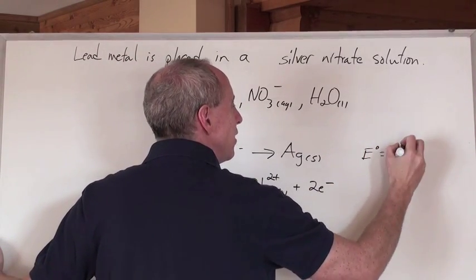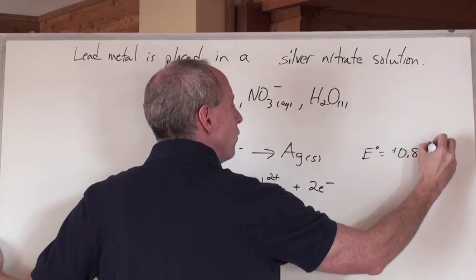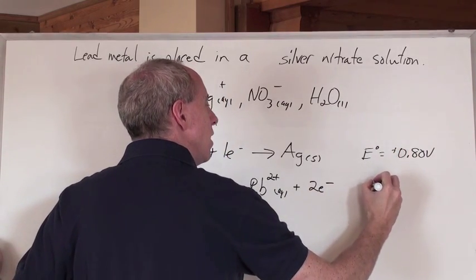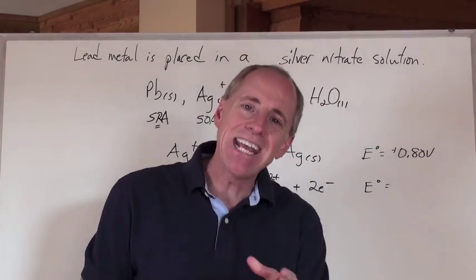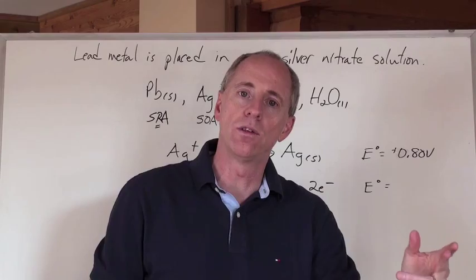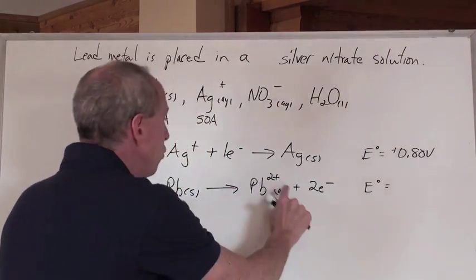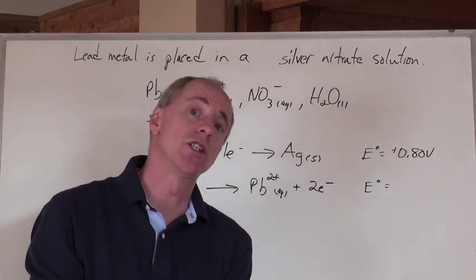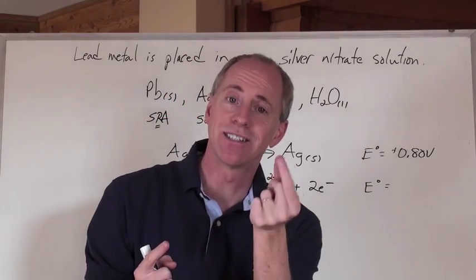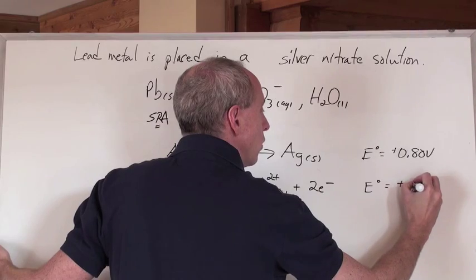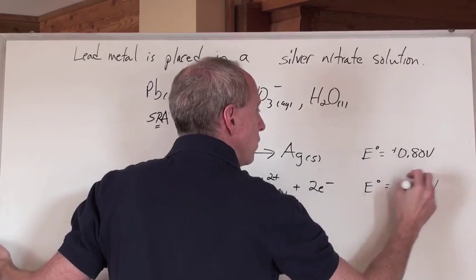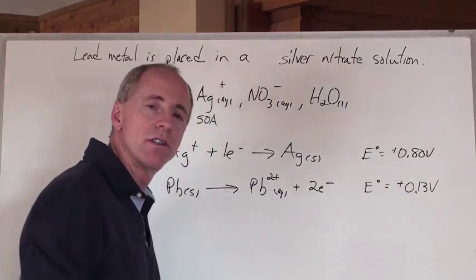positive 0.80 volts. And for this half reaction, the E naught was, in the data booklet, negative 0.13 volts. But here's the thing. If you reverse the equation, which is what you do, you reverse the sign. And so that now becomes positive 0.13 volts. You reverse the equation, you reverse the sign.